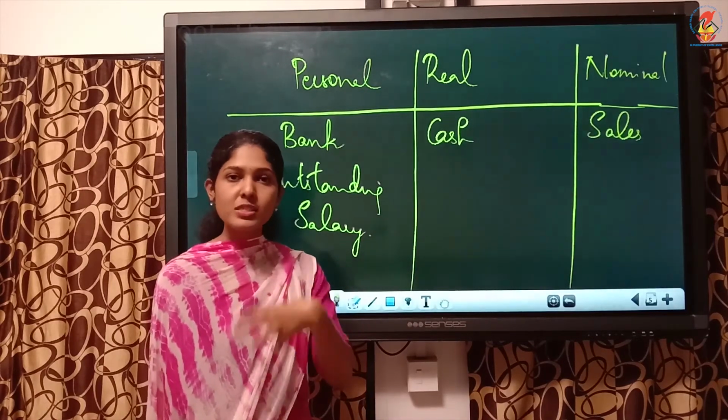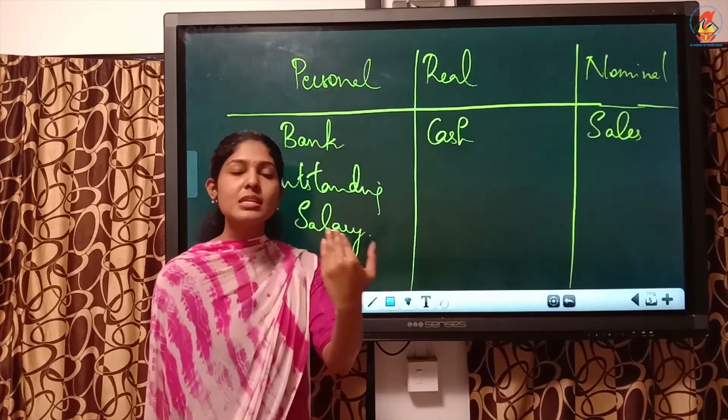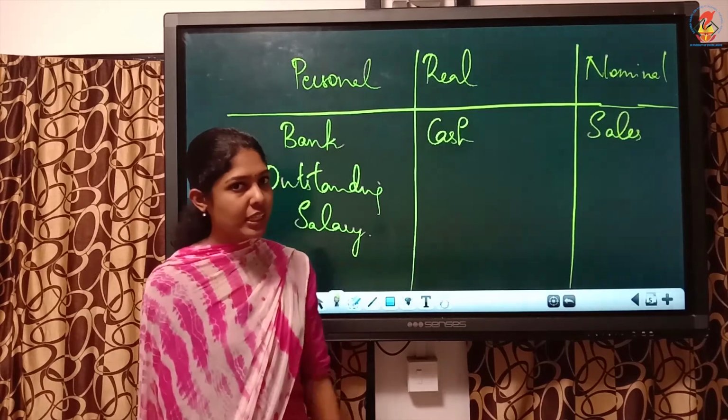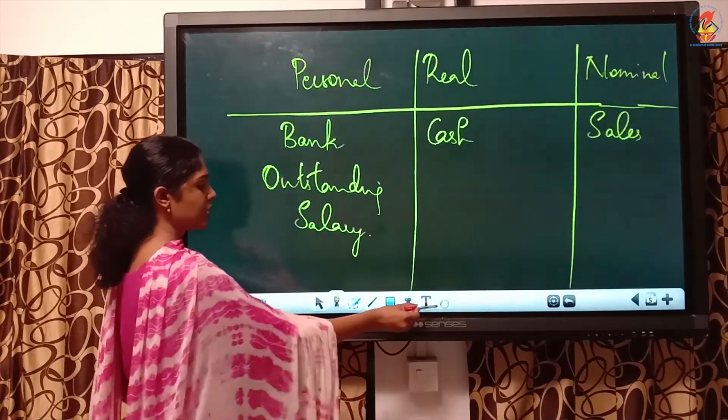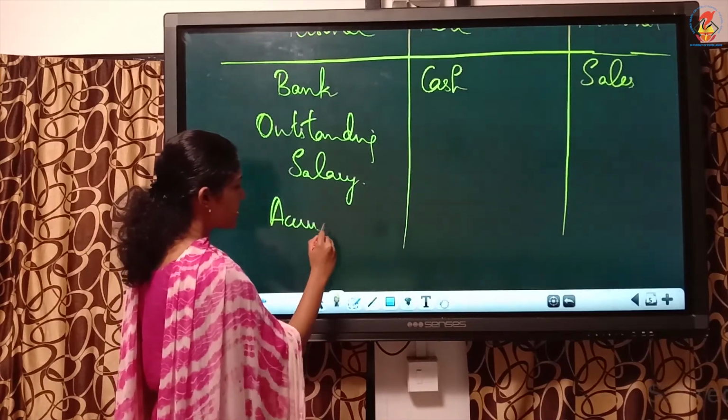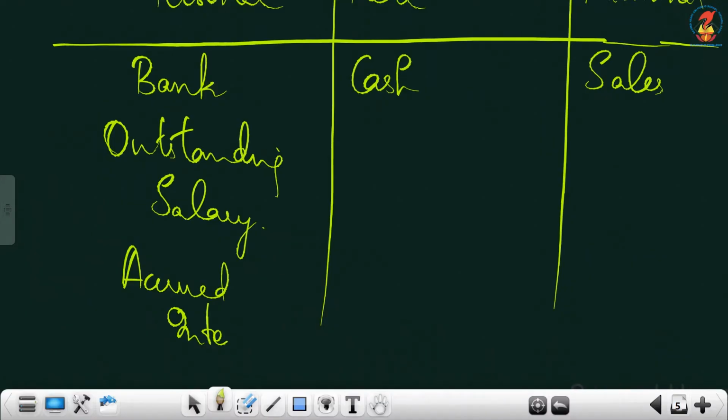So accrued interest means it is an asset since it is receivable for you. We haven't received yet. And such items will come under representative personal. That also we discussed already. So you learn those classifications first, then you work out this problem. So accrued interest is personal.